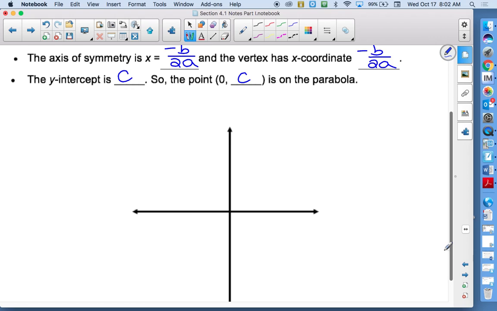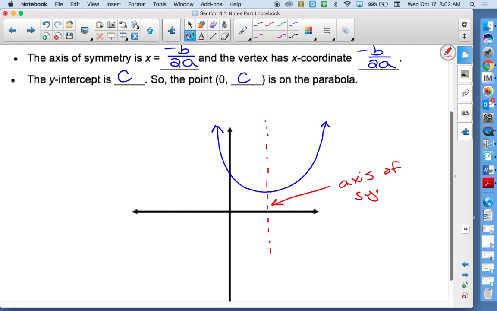So making a little graph over here, I'll draw a little parabola, just to label some things. So here's our parabola. The axis of symmetry is the line that cuts the parabola in half. We will find that by taking -b divided by 2a. It's an x equals form because it's a vertical line. That's why it's x equals.